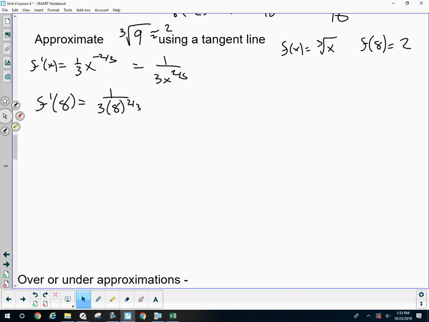So I need my tangent equation at (8, 2), which means I need the tangent slope generator with 8 plugged in. The tangent slope generator is 1/3 x to the negative 2/3. That's going to be 1 over 3 x to the positive 2/3. I plug in 8. I need to know that 8 to the 2/3 is the same as 8 to the 1/3 squared. So that's 2 squared, which is 4. So this is 1/12.